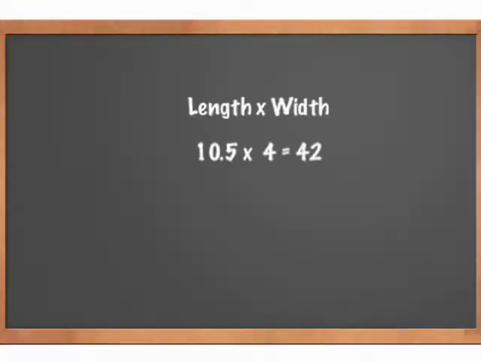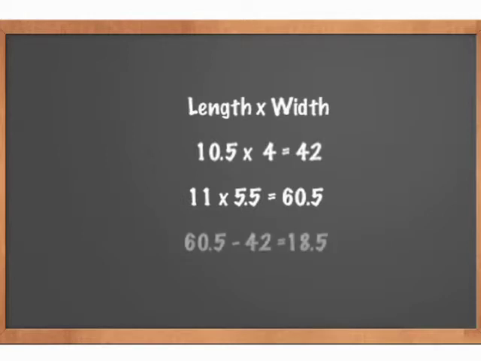So, in order to solve this word problem, students will have to take a few steps. First, find the area of the garden, length times width, 10.5 times 4, which equals 42. Then, they have to find the area of the fence, 11 times 5.5, which equals 60.5. Then, they have to subtract the area of the garden from the area of the fence. 60.5 minus 42. The answer is 18.5 square feet.